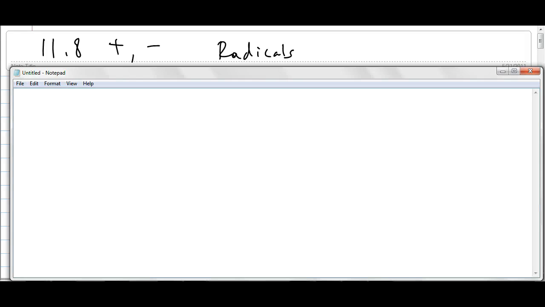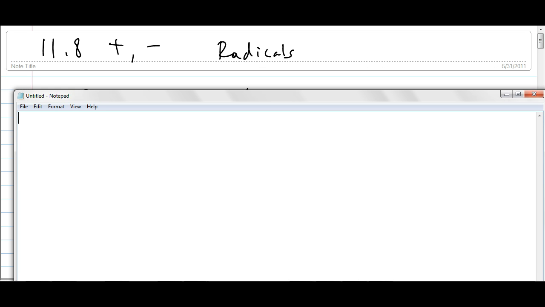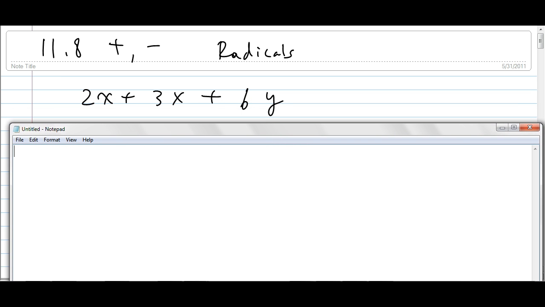So we're going to first start off with adding and subtracting radicals. Last time we learned how to multiply and divide radicals. Now we're going to add and subtract. Two things to keep in mind: if I have a simple expression like 2x plus 3x plus 6y, is there a way to simplify this?